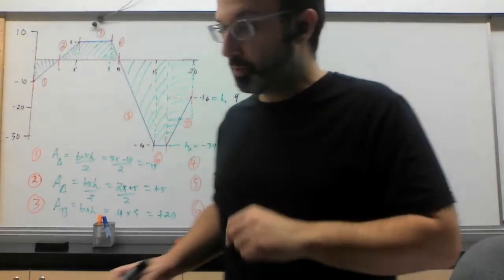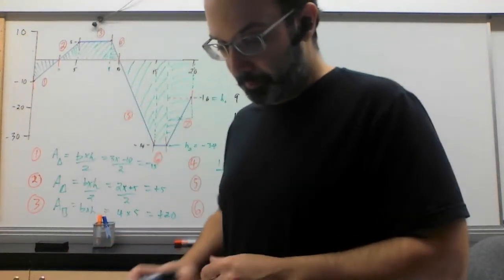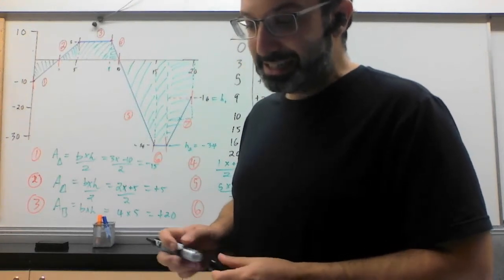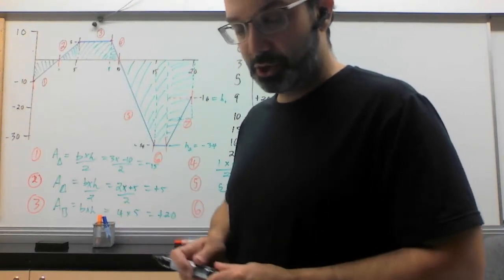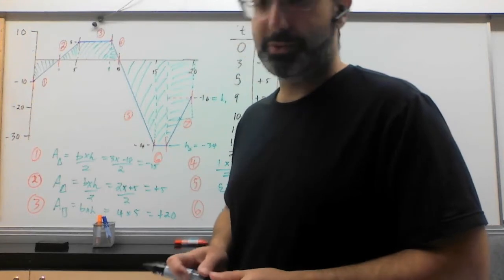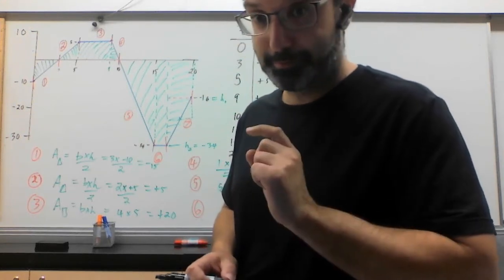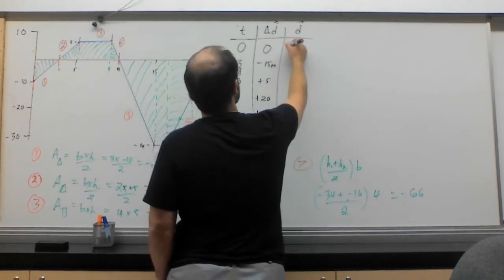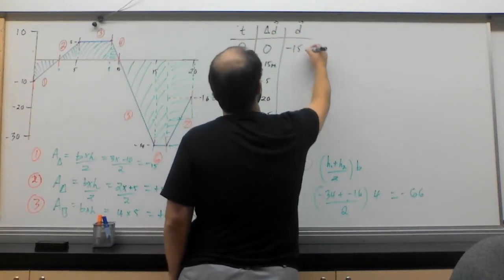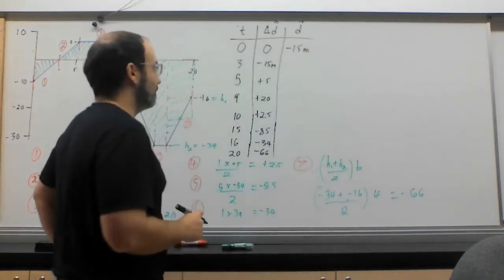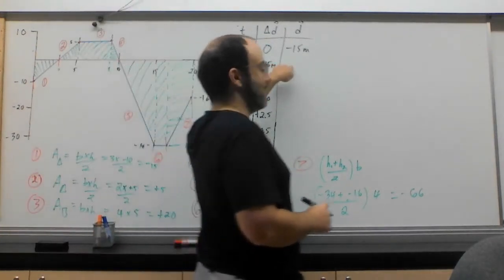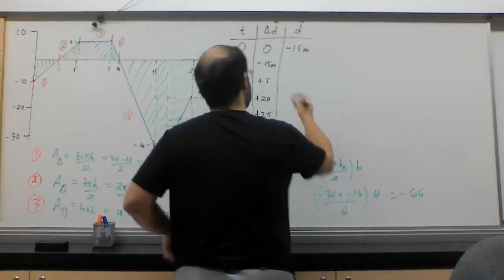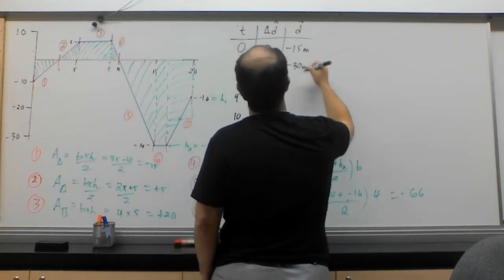Now, this particular question tells you in number 4, construct the appropriate DT graph assuming the initial position was 15 meters south, which means that my initial displacement is 0, but my initial position is negative 15 meters. So after 3 seconds, I'm not at negative 15. I'm at negative 30 meters.